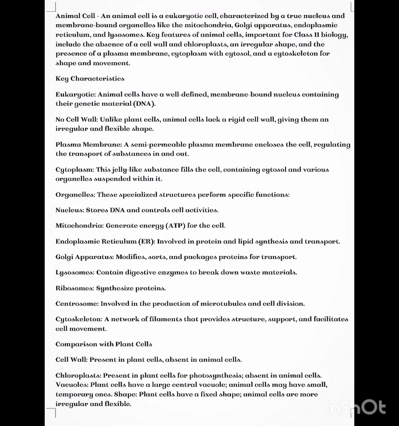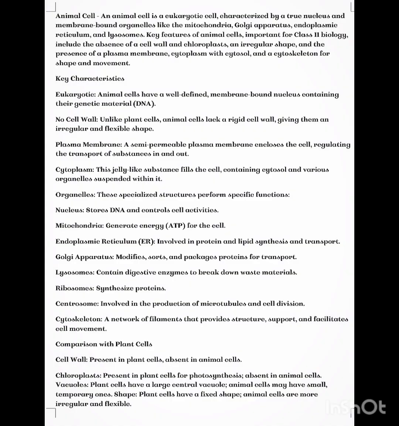Key characteristics: eukaryotic. Animal cells have a well-defined, membrane-bound nucleus containing their genetic material, DNA. No cell wall. Unlike plant cells, animal cells lack a rigid cell wall, giving them an irregular and flexible shape. Plasma membrane. A semi-permeable plasma membrane encloses the cell, regulating the transport of substances in and out. Cytoplasm. This jelly-like substance fills the cell, containing cytosol and various organelles suspended within it.